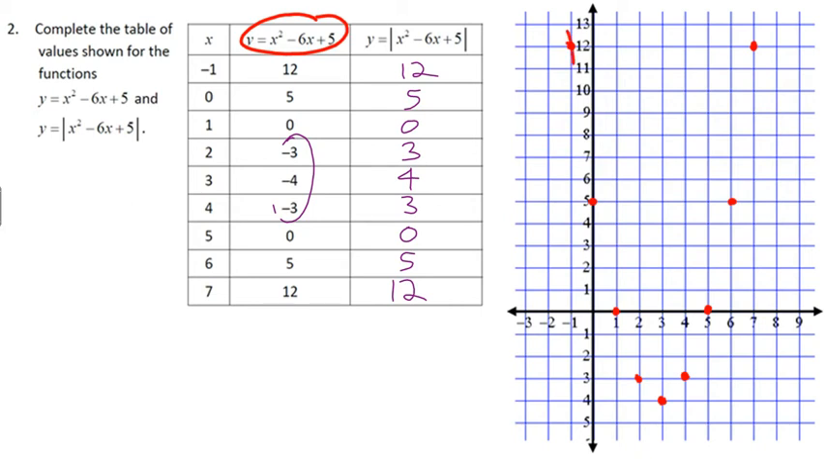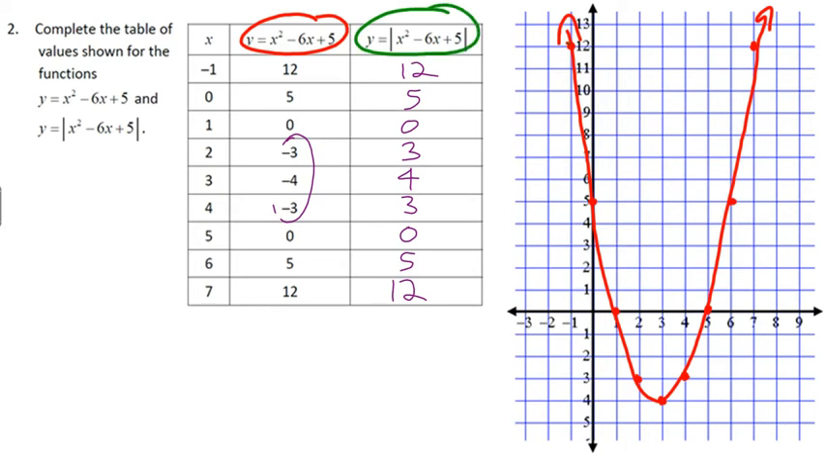Join them up. Smooth curve, right? Arrows on each end, indicating that it goes on. And we're going to graph the absolute value function. We'll do that in green.